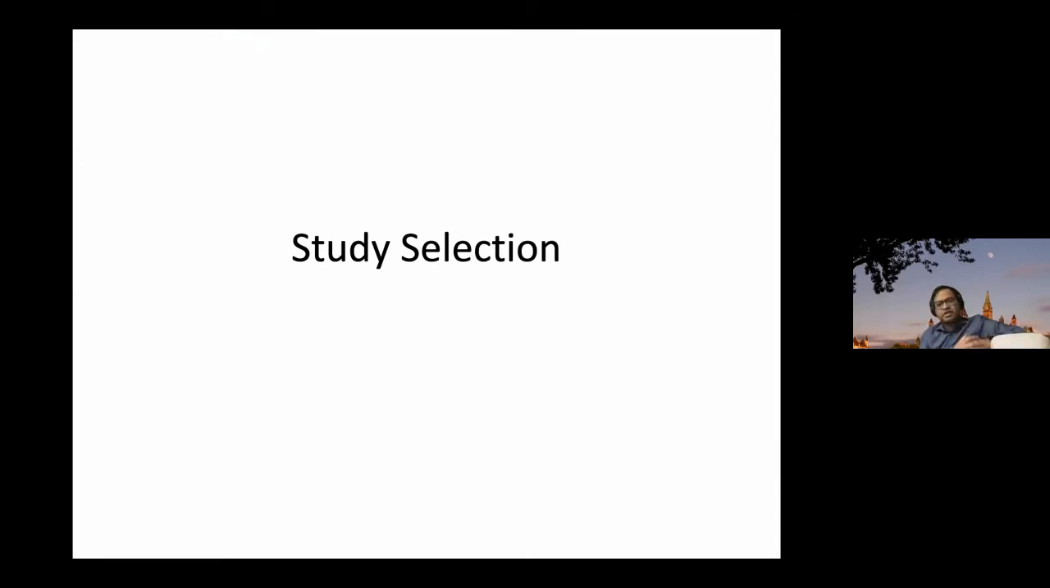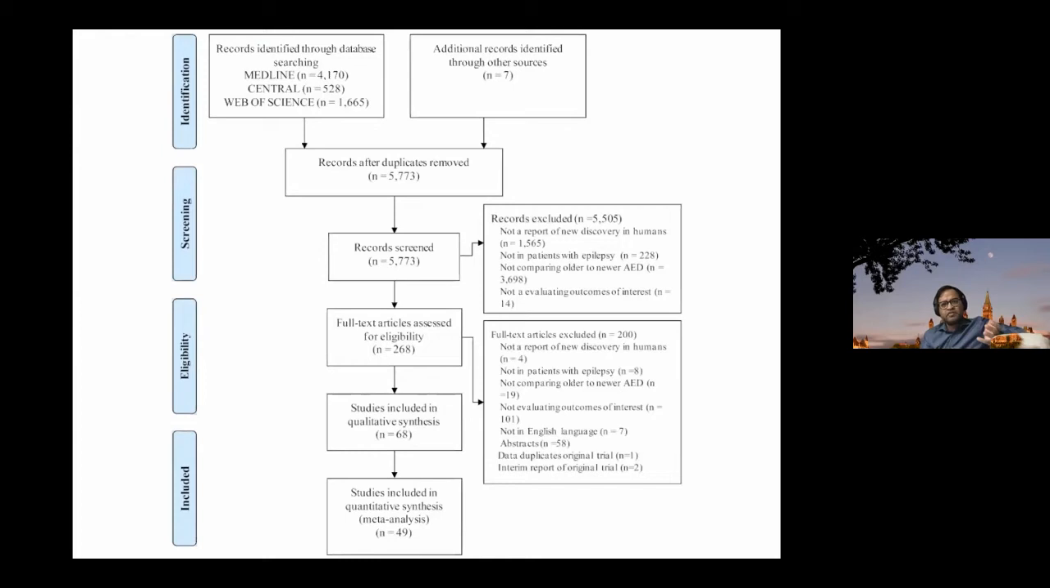The next quick section is on study selection. You may see this kind of figure very often. It's called a PRISMA figure, based on the PRISMA guideline on the reporting of systematic reviews and meta-analyses. What you see at the top is that in this systematic review, they found 4,170 papers on Medline, 528 on Central, which is the Cochrane register, and 1,665 from Web of Science.